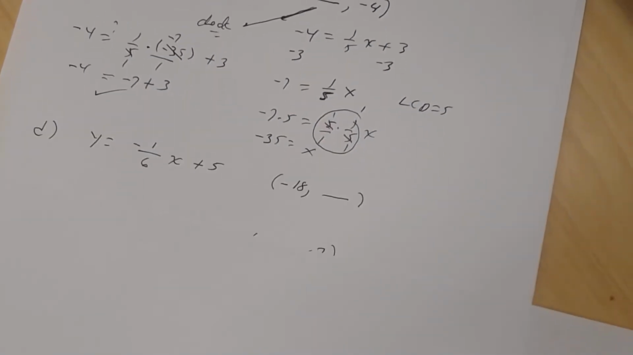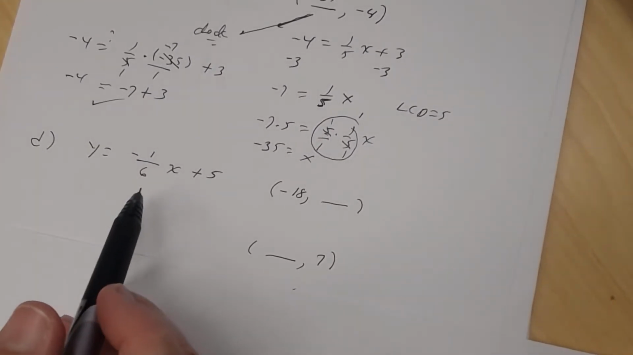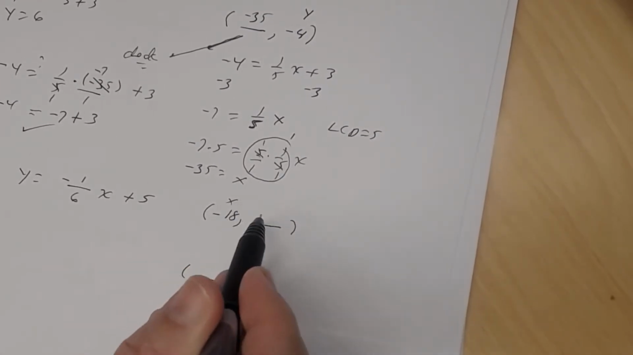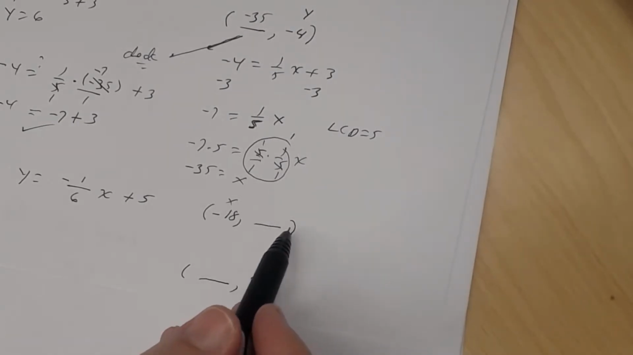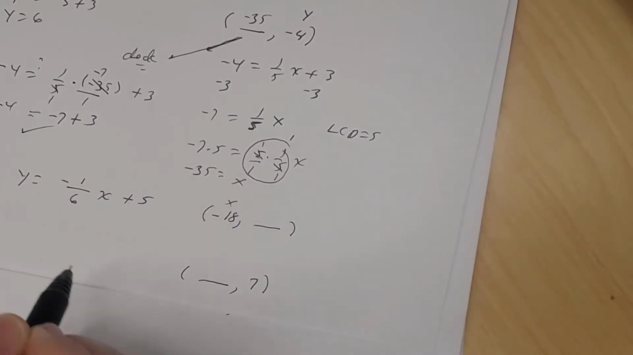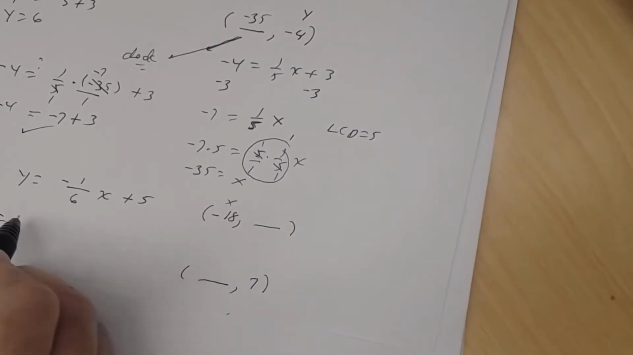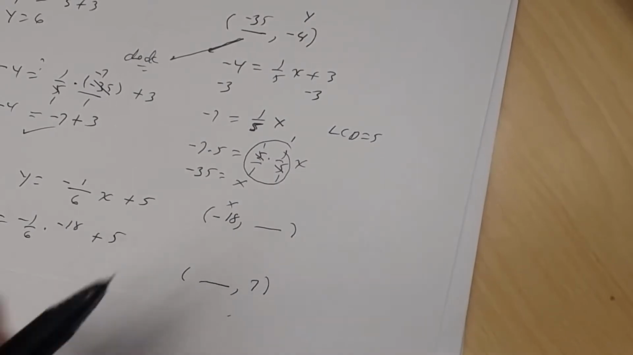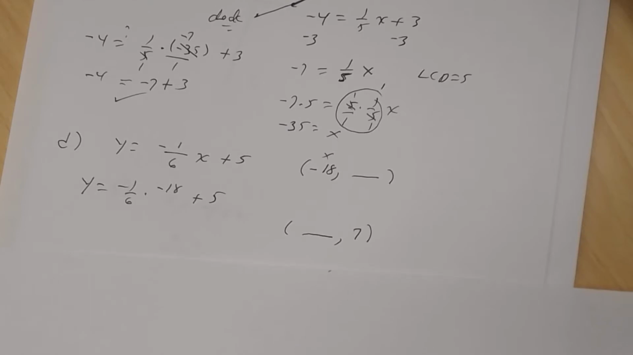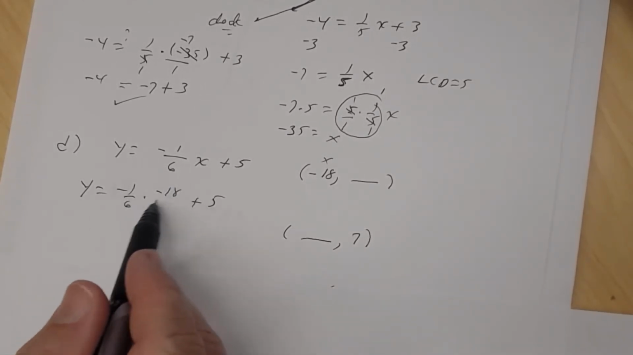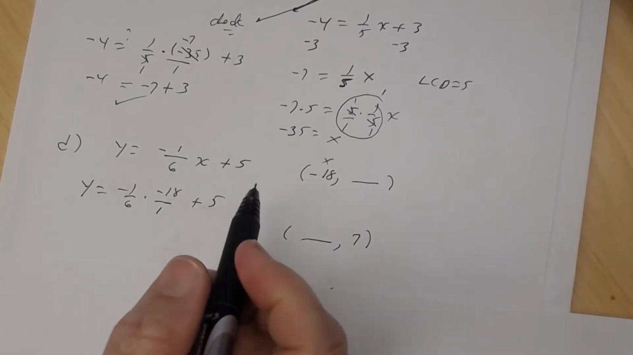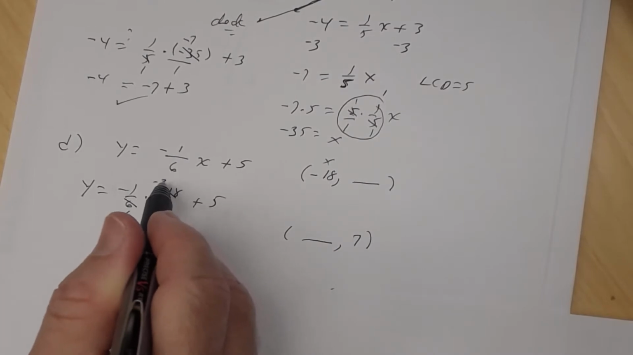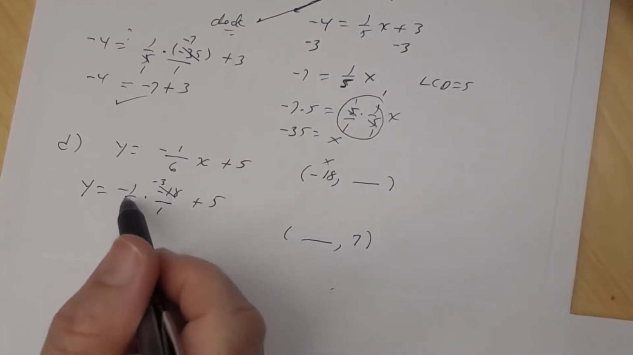All right. Letter D. Again, this time you're told that x is negative 18, and you got to find what y is. So what's going to make this a solution? I get y equals negative 1/6 times a negative 18 plus 5. I got to multiply these two fractions. So I'm going to rewrite this as negative 18 over 1, and then I'm just going to reduce. 6 into 6 is 1. 6 into negative 18 is a negative 3. And now be careful, this is negative 1 right here.